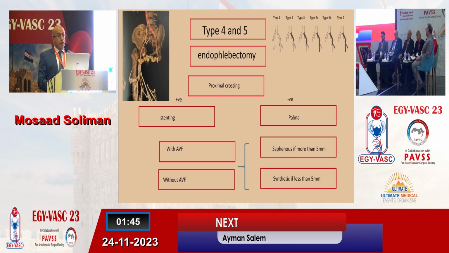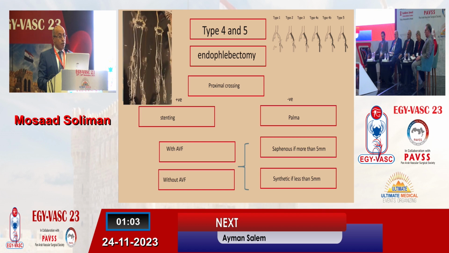In type 4 and 5, we have to go through an endophlebectomy and then proximal crossing towards the IVC. If we succeed, we have to stent the iliac system, and in case of failure, we can jump toward a Palma operation or bypass using either the saphenous vein, in case of good vein quality of 5 millimeters or more, or a synthetic graft if we have a poor quality saphenous vein, with or without an arteriovenous fistula, depending on the adequacy of the inflow, the quality of the graft available, and again the presence or not of thrombophilia.